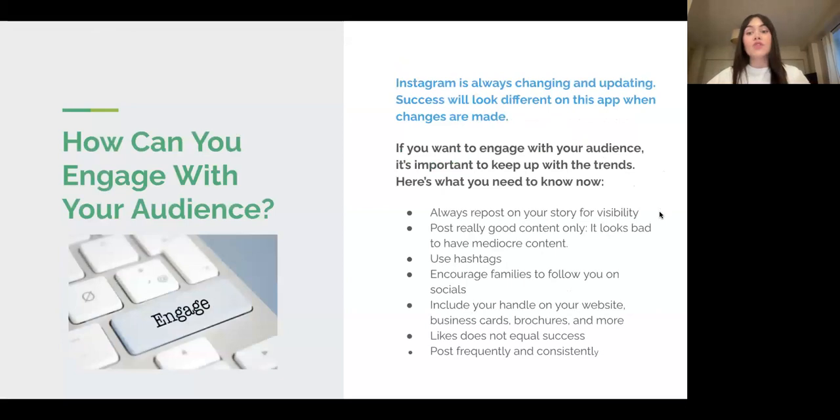How can you engage with your audience? How can you improve that engagement? Again, Instagram is always changing and updating. Like I said, in the past year, they've clogged everyone's feeds with ads, and that's made engagement change. So it's important to keep up with what's going on with Instagram. What I recommend doing is always reposting every single main feed post onto your story. This means people can click on that little circle for the 24 hours. It's more likely to get seen.